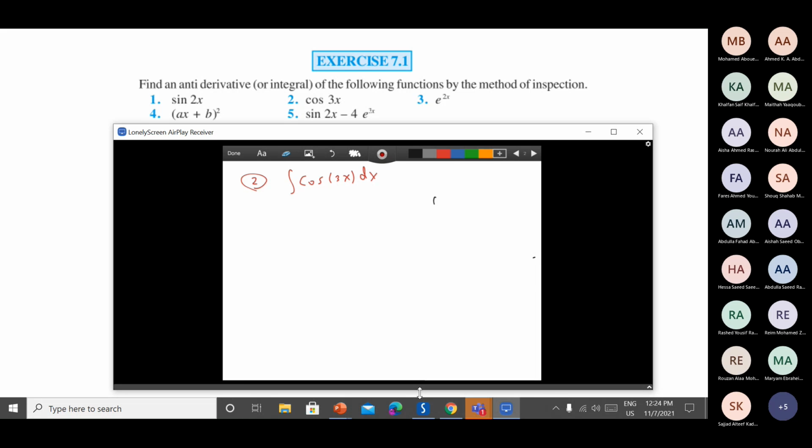So what is the best way of thinking about this one? I'll go to the sine and I put the angle as it is and divide it by the derivative of the angle. You remember when I differentiate sine 3x, I have cosine 3x, and I multiply by the derivative of the angle, d by dx of the angle. So I'll have 3 cosine 3x.